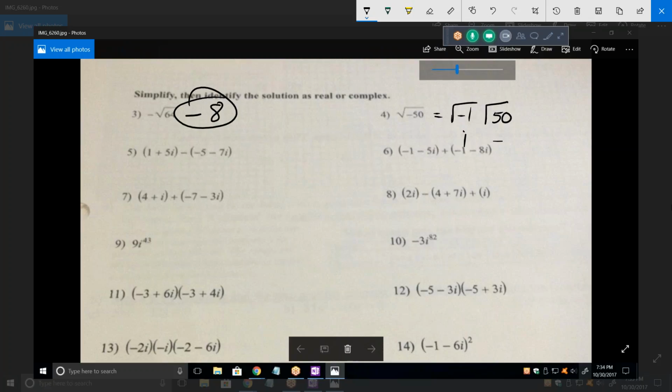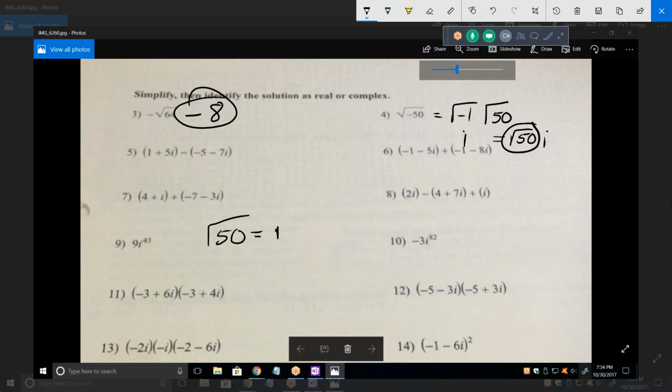So our answer is square root of 50i, but square root of 50 can actually be simplified. In other words, let's take the imaginary part out of it and simplify square root of 50. What's the square root of 50 equal to? Factor it into two numbers, one of which is a perfect square. Okay, so 5 and 10. Oh wait, no. Neither of those is a perfect square.